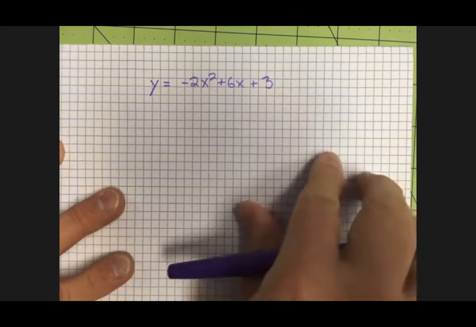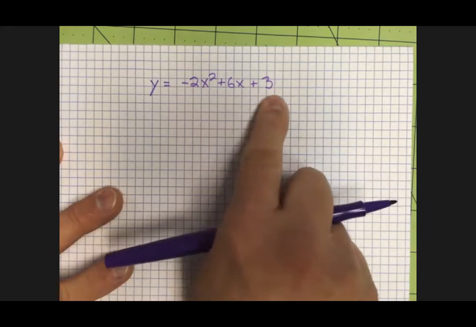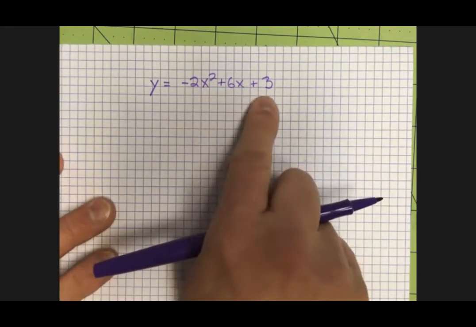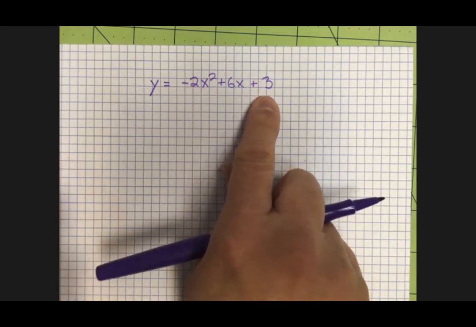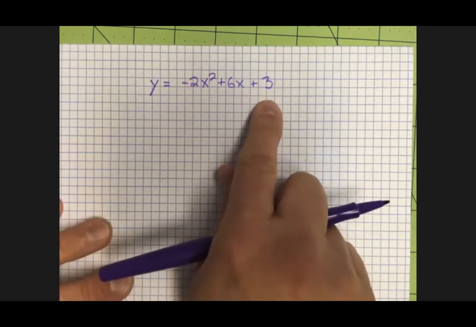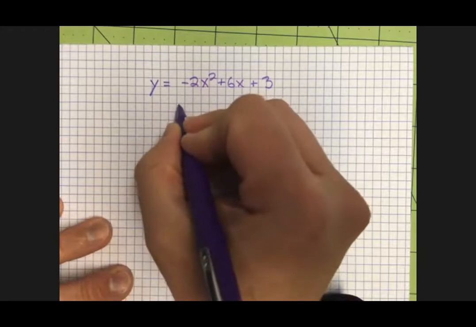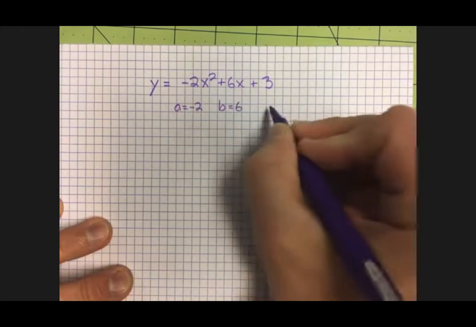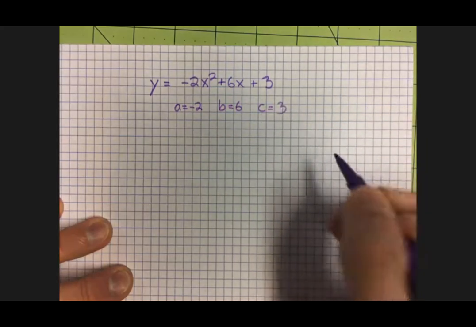You could also type this into Desmos or your calculator and see the parabola. So let's say you draw this and you type it up in Desmos, and it doesn't come out like you drew. Well, you better find out why it doesn't look the same. But you always got a backup. Remember, your calculator is your backup. So here I got a is minus 2, b is 6, c is 3.